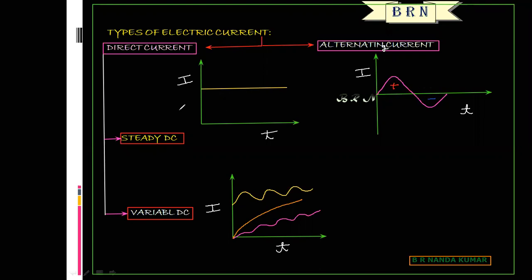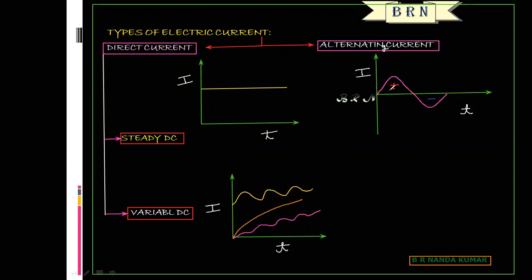One electric current is said to be steady DC when the magnitude and direction of current do not change with time. An electric current is said to be variable DC when the magnitude and direction of current change with time, but polarity remains constant. An electric current is said to be alternating if the magnitude and direction of current change with time and polarity reverses periodically for every cycle.